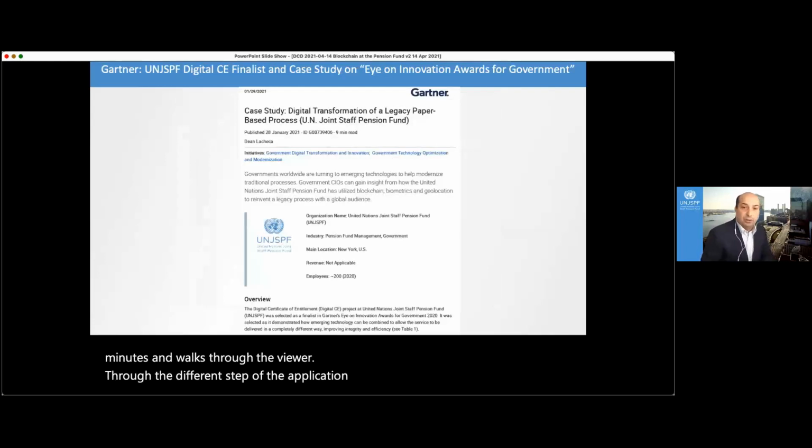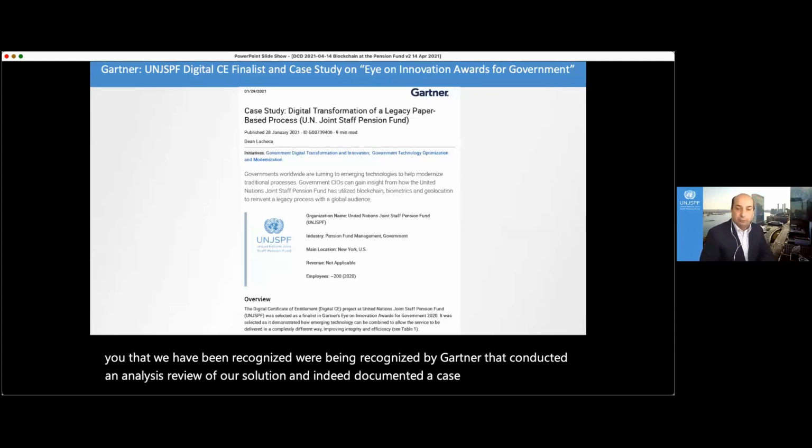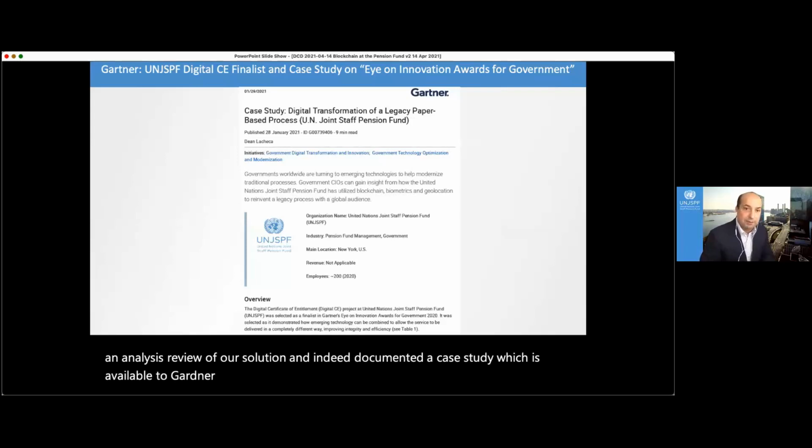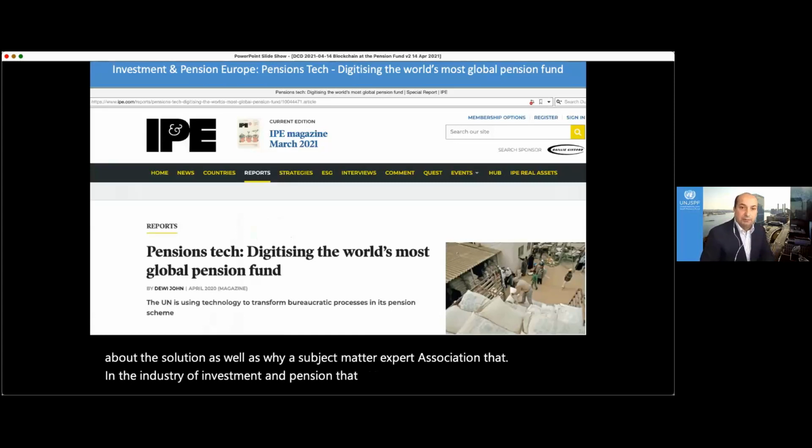And also, I'm proud to share with you that we have been recognized by Gartner, that conducted an analysis, a review of our solution, and indeed documented a case study, which is available to Gartner members. So on their website, they publish this case study about the solution, as well as by a subject matter expert association in the industry of investment and pension that have acknowledged the innovative aspect of our solution.